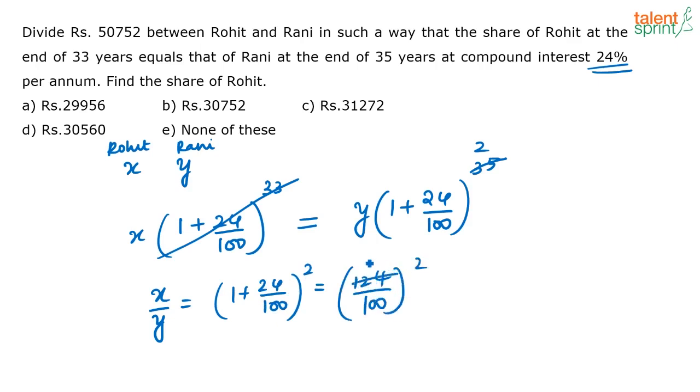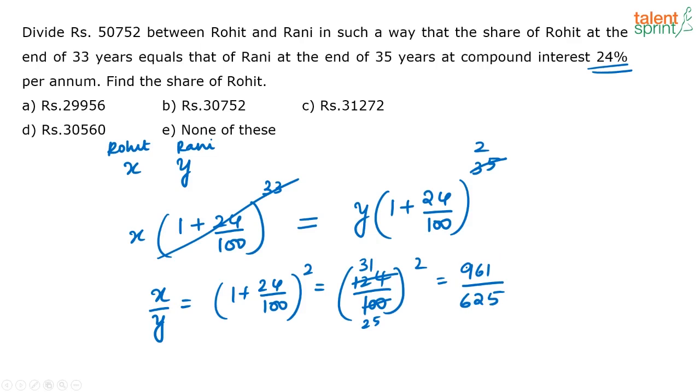Now 124 by 100, 4 will go into both of these numbers, correct? That is 31 by 25. I am simplifying it inside itself so that it's easier. So this is 31 squared, which is 961 by 625. So now what is given? X is to Y is 961 by 625.